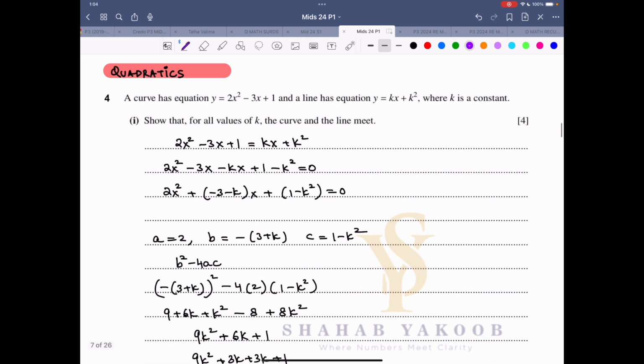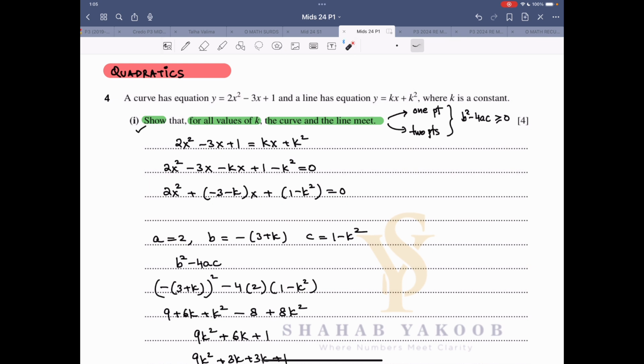Now, quadratics. A curve has this equation, a line has this equation, k is a constant. Part 1, show that for all the values of k the curve and the line meet. Now, a lot of people consider it a normal question. It's not. It's about showing that for all values of k, the curve and line meet. Now, first of all, if I'm interested in the curve and line meeting, it could meet at 1 point. It could meet at 2 points. In other words, b squared minus 4ac should be greater than or equal to 0. So I should be able to show this.